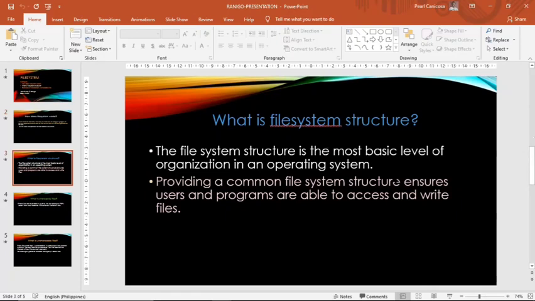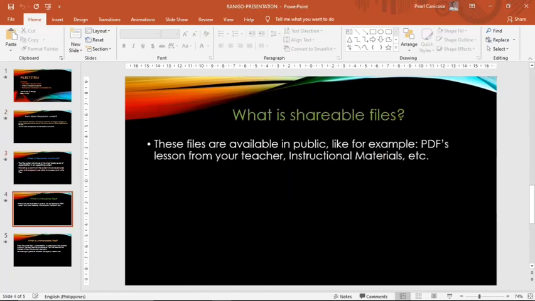What is file system structure? The file system structure is the most basic level of organization in an operating system. Second one is, providing a common file system structure ensures users and programs are able to access and write files. Next slide, please.